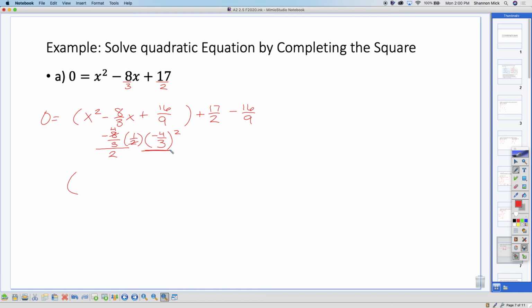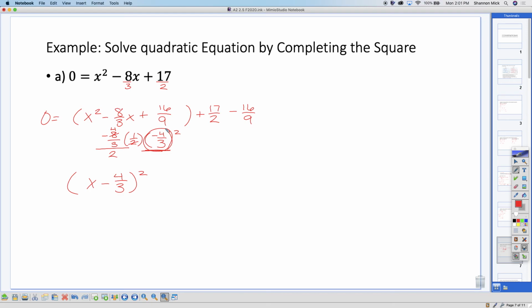Because I need to factor that trinomial, yes? This is it. That's what I'm going to put there, isn't it? So I'm going to have x minus 4/3 quantity squared. I'm not going to think about the factors of 16/9 that add to 8/3. I don't want to do that. I already did. And if I did this, my answer is negative 4/3.